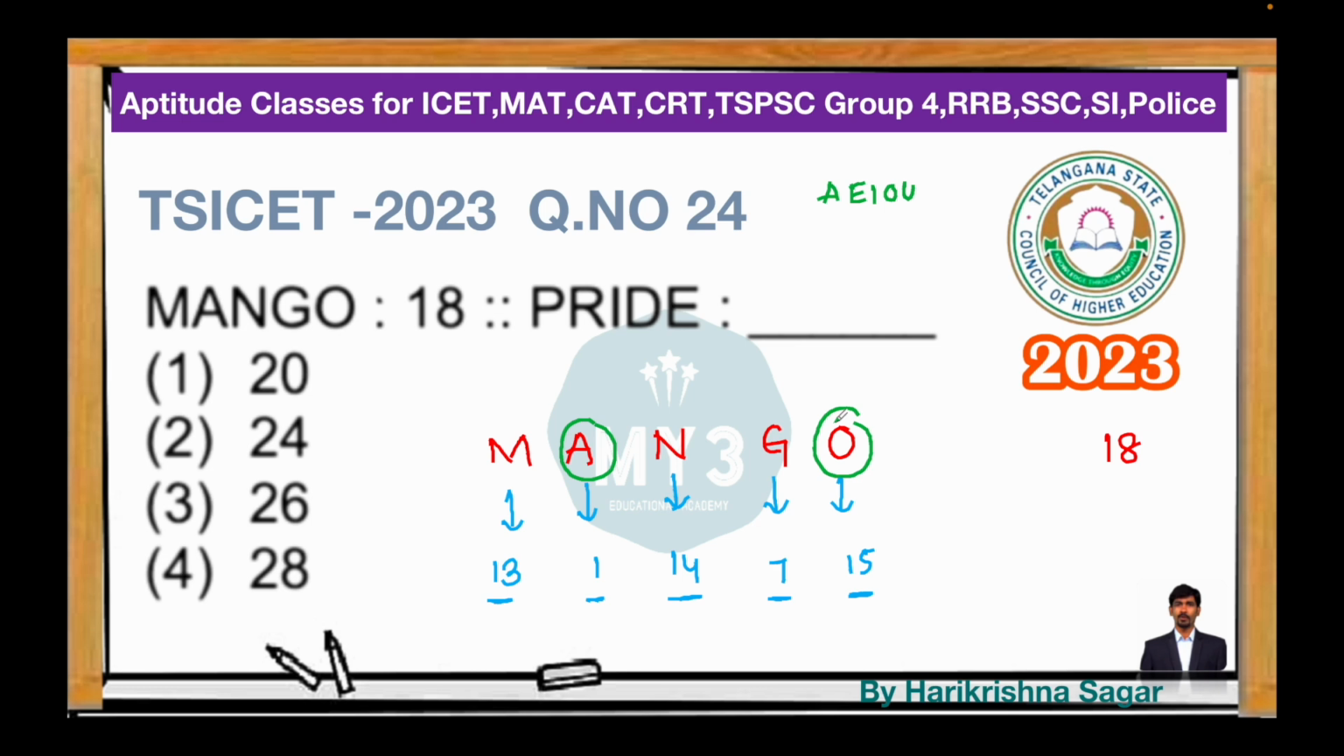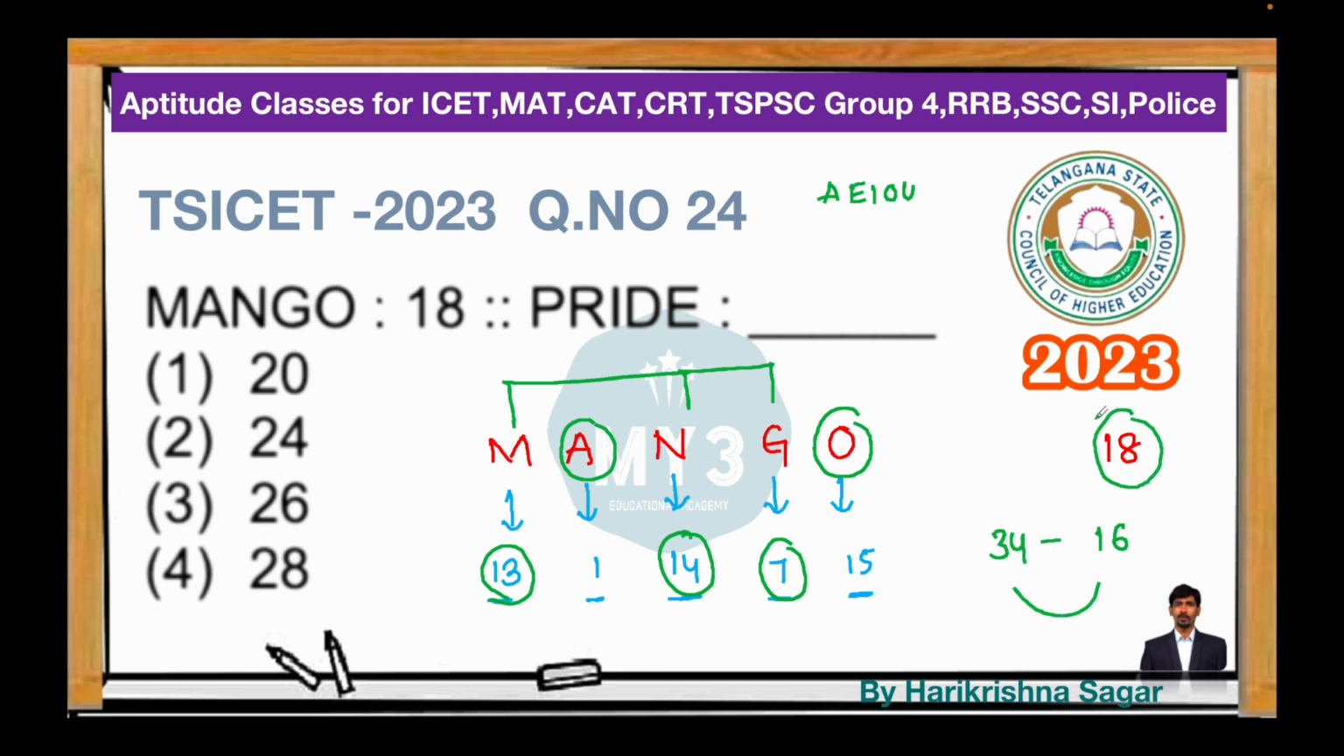Now if you observe, what is the sum of the vowel positions? 15 plus 1 is 16. What is the sum of consonant positions in mango? Consonants are M, N, G. 13 plus 14 plus 7. 13 plus 14 is 27. 27 plus 7 is equal to 34. So 34 minus 16, if you do, you get a result of 18. Oh, what is the logic here? In this word, they have taken the sum of all the vowels, the sum of all the consonants, and figured out the difference of those numbers. Very, very good question, because in the previous papers they didn't give this type of model. That's why this is an expected model question in the examination.